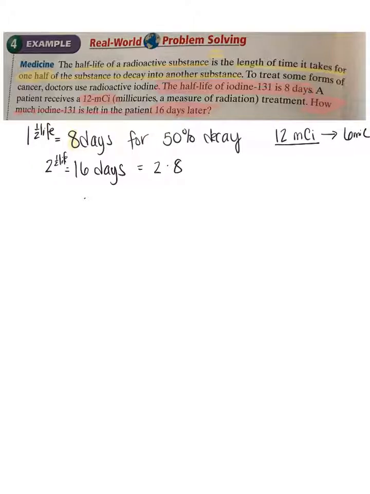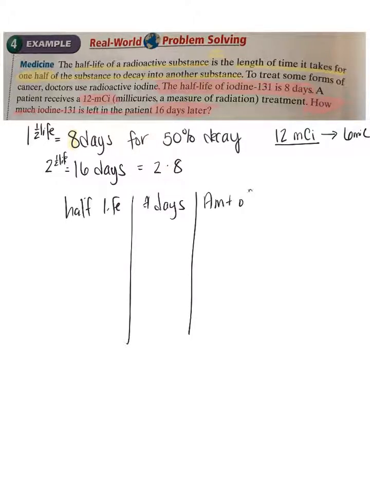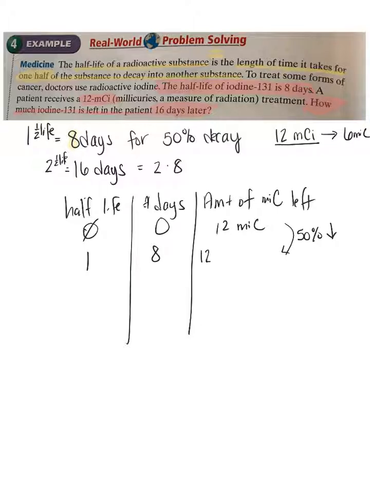It might be easier to see this in a table. Half-life, number of days, amount of millicuries left. So day 0, when she's first treated, she has 12 millicuries. I don't have a half-life yet. First half-life is 8 days later, and that's a 50% reduction. So otherwise known as multiplying 12 times 0.5, which is going to give me 6 millicuries. The next half-life is going to be 16 days later, where I'm going to take a 50% decrease again. So I'm going to take this 6 and multiply it by 0.5, and that's going to give me 3.